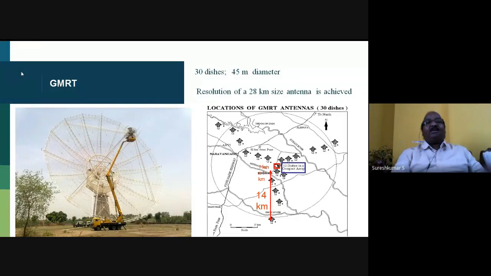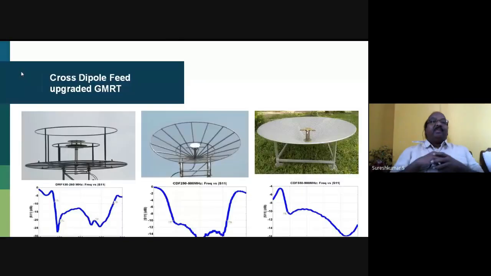Now you can understand why the array is Y-shaped, why that number of antennas, why a 45 meter dish, all those things. Okay. Now, you have various feed designs. I was telling you about dipole designs. Yes, GMRT uses dipoles, but they use cross dipoles, with a reflector at lambda by 4, as I told you. But these reflectors are a little special.